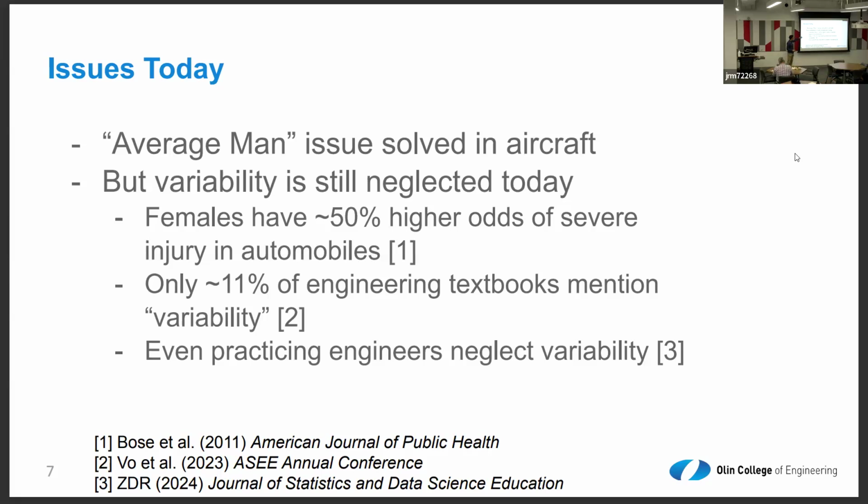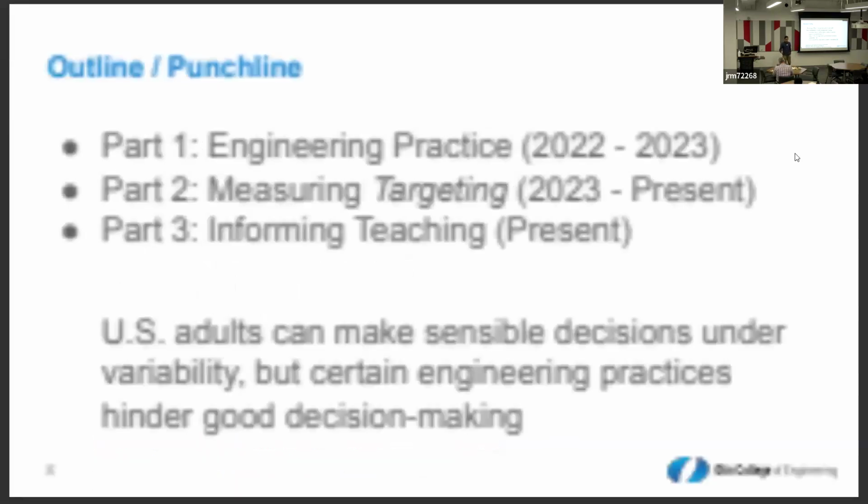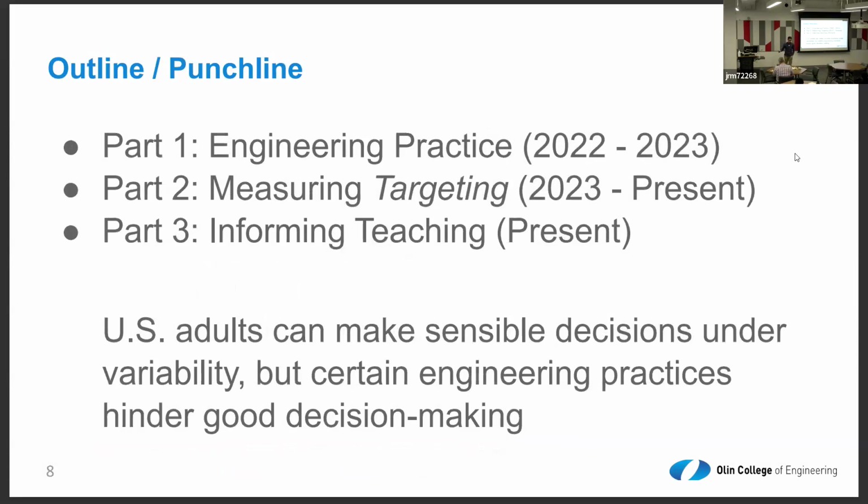In my own work with some of my research students, we ended up doing a scoping review of engineering textbooks that are presently used to teach classes. We found that only about 11% of them mention variability. And this last piece is the study that I'm going to be telling you about. In doing interviews with practicing engineers, we found that some of them will actually neglect variability. They just won't account for it in the design decisions that they're making. So this is a problem that still shows up, even though we've seen these kinds of statistical problems play out in engineering before. So what's the rest of this talk going to be about?